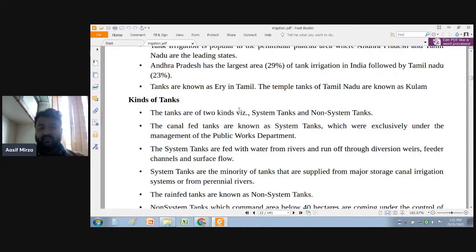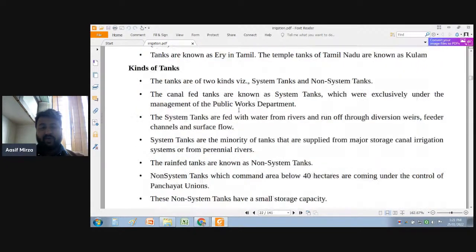The system tanks are fed with water from rivers and runoff through diversion weirs, so feeder canal and surface flow. Normally for these system tanks we get the water from the river or from the diversion weirs, and the system tanks are a minority of tanks that are supplied from the major storage canal irrigation system or from the perennial rivers.